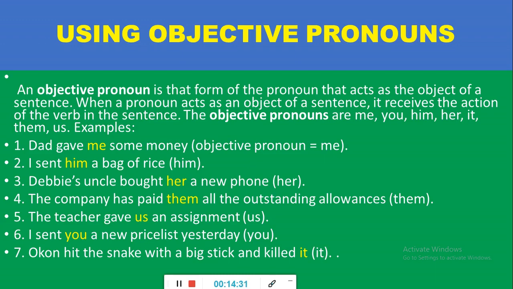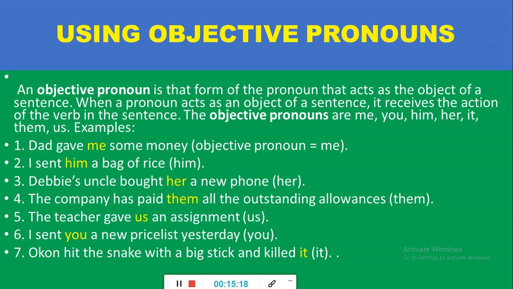Now, sentence number 4. The company has paid them all the outstanding allowances. You can see the objective pronoun here is them because them refers to the receiver of the outstanding allowances, the receiver of the action of paying performed by the company. Sentence number 5. The teacher gave us an assignment. Now, us is the objective pronoun occupying the object position by receiving the action of giving performed by the teacher.